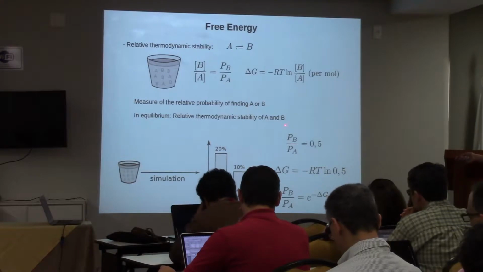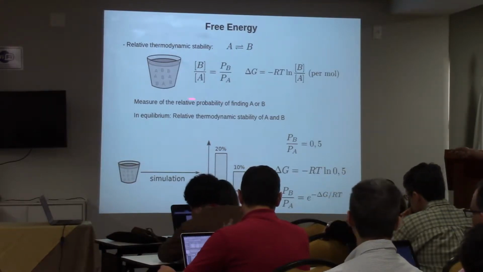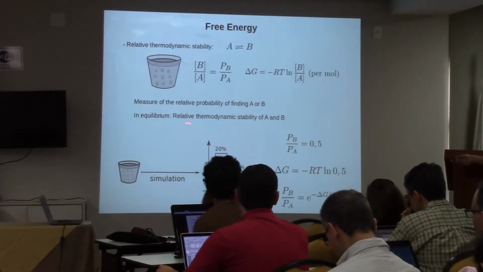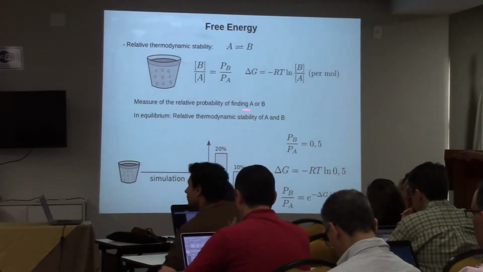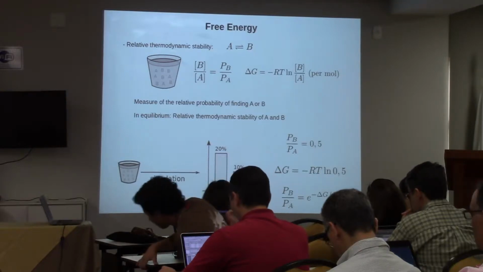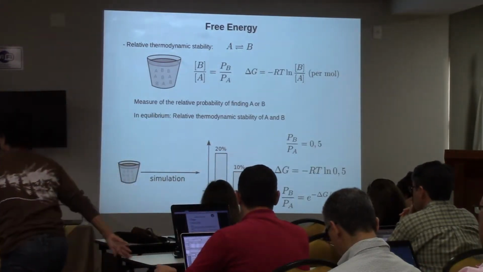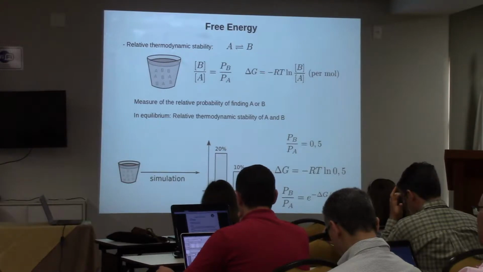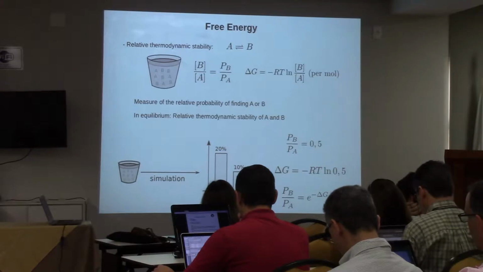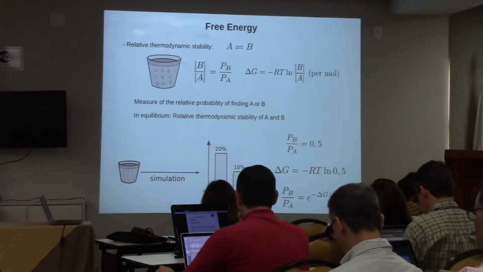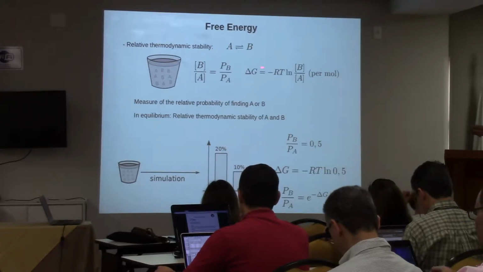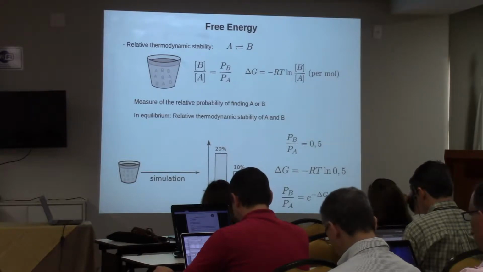In equilibrium, the relative probability of finding these two states is what we call the relative thermodynamic stability of these two states. So if one state has double the stability of the other state, we have a relative probability of finding it in the system which is larger, and that means a lower free energy because of this negative sign for the state of highest probability. Very well.